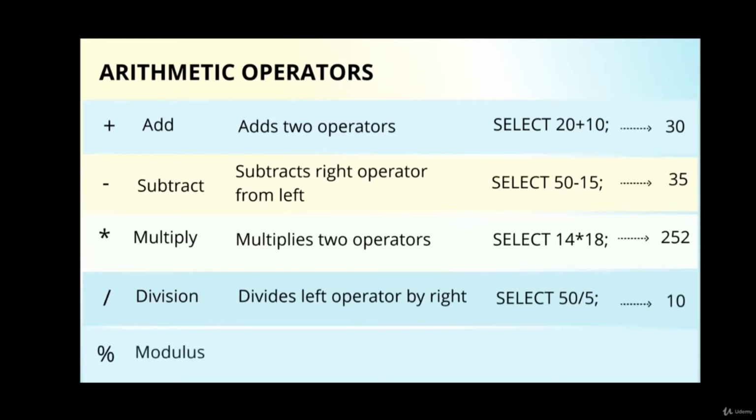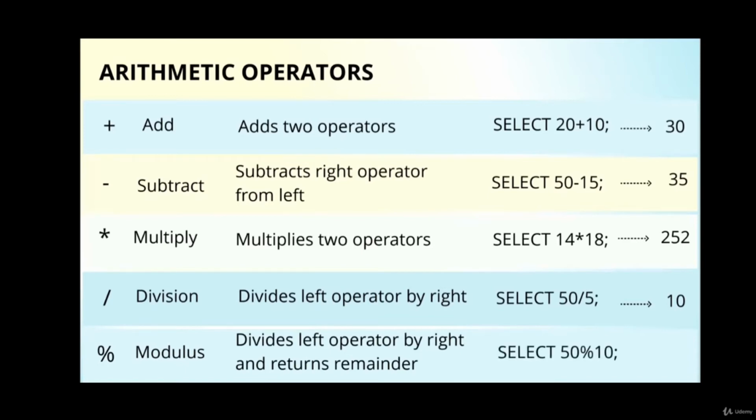The last arithmetic operator is the modulus operator. What the modulus operator does is it divides the left operand by the right one and then returns the remainder. So if you write select 50 mod 10, then it will divide 50 by 10 and then return the remainder. In this case, the remainder is 0.